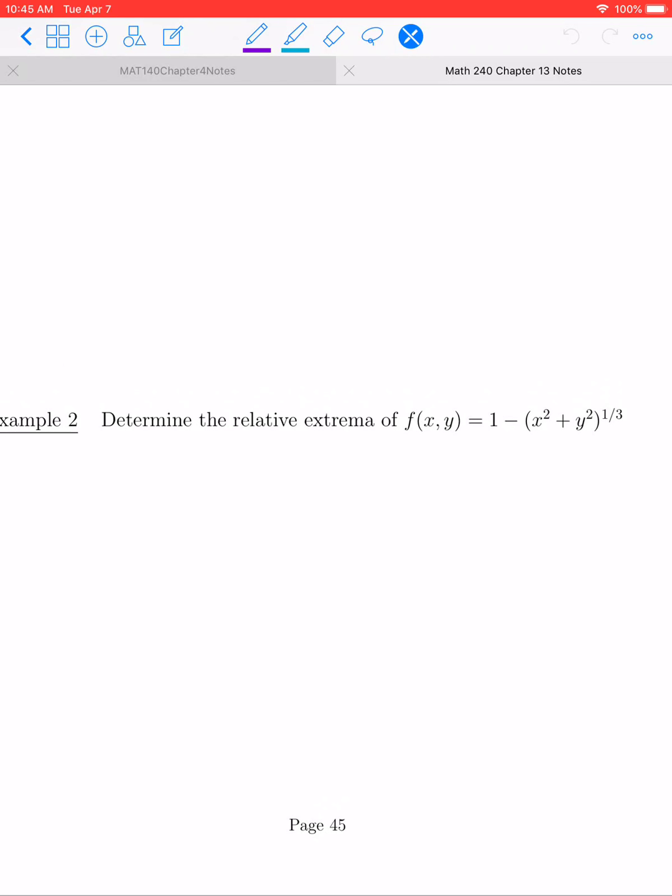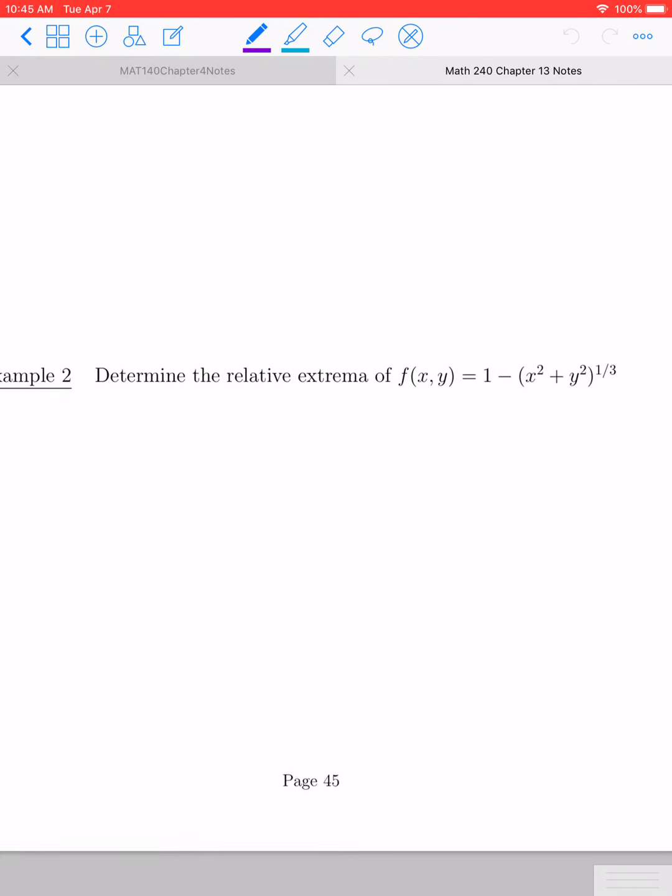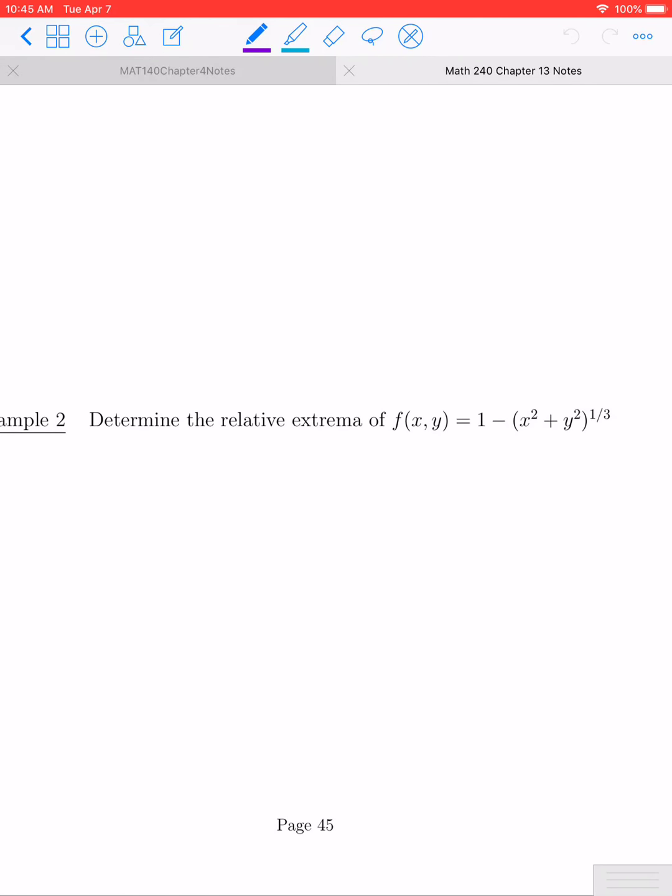Let's take a look at example 2 of 13.8. We're asked to determine the relative extrema of f of x comma y equals 1 minus (x squared plus y squared) raised to the 1/3 power. To begin, we want to start by finding our critical numbers, or I should say our critical points. So we need the partial derivative in the x and the y variable.